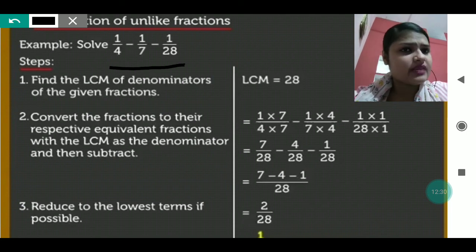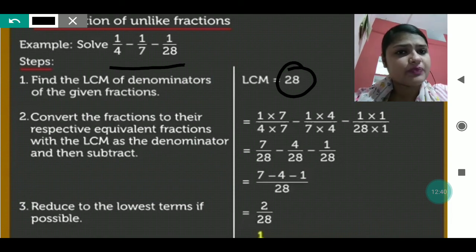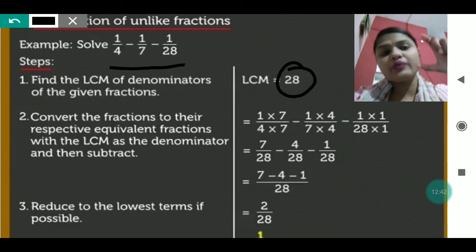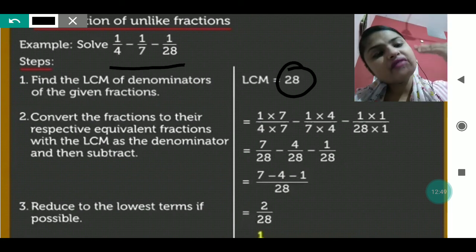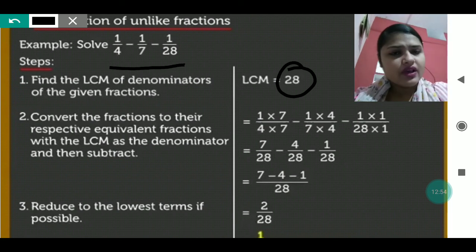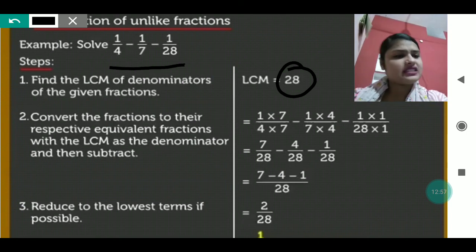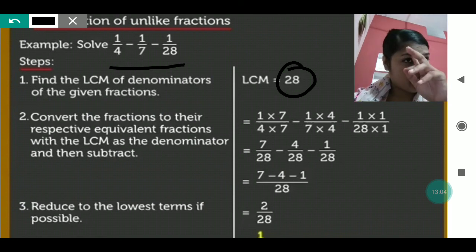So when you find the LCM of all these numbers, you will get 28 as the LCM. Now what you have to do is convert the fractions to their respective equivalent fractions. Equivalent fraction, what we have learned, is that whatever number we multiply or divide the denominator with, we have to multiply or divide the numerator with the same. The same thing with the LCM as the denominator, and then subtract. Like 1 by 4 we will write, 1 by 7 we will write, and 1 by 28 we will write.